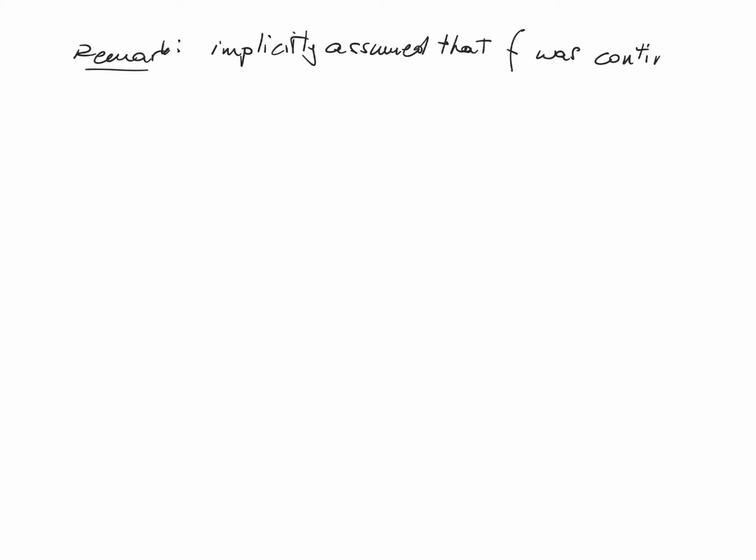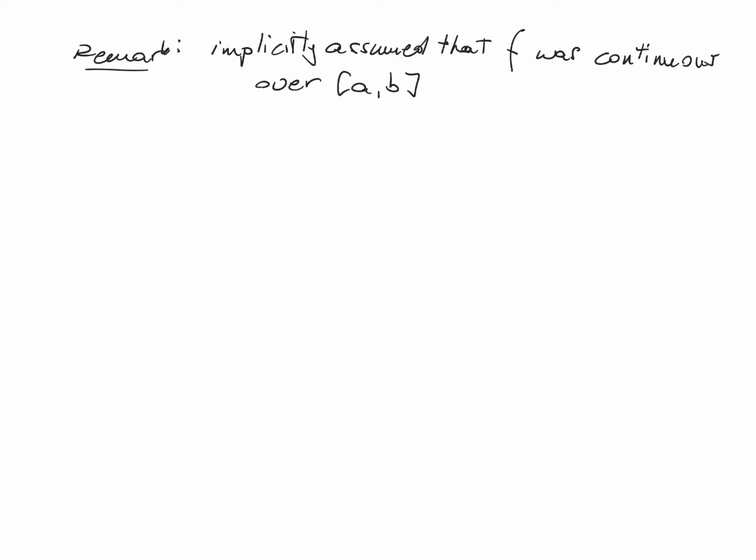For everything that we have done so far, we made one implicit assumption. So remark, we implicitly assumed that my function f was continuous. So basically everything that we saw before was under the assumption that f was a continuous function over the interval ab, so between the limits of integration.